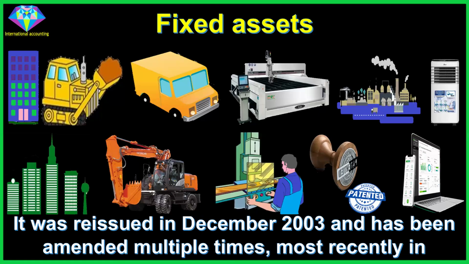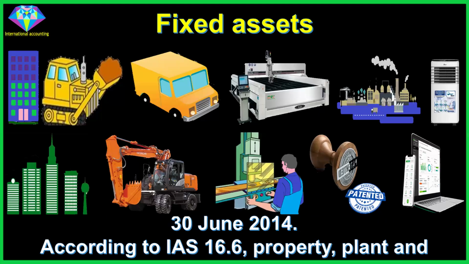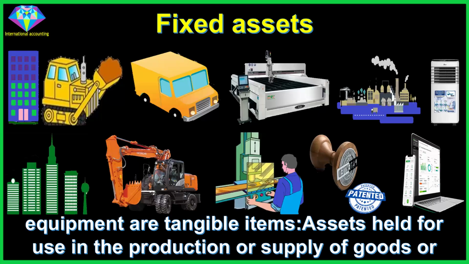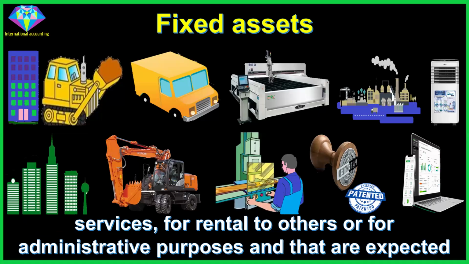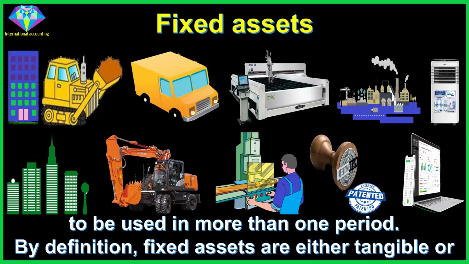It was reissued in December 2003 and has been amended multiple times, most recently on the 30th of June 2014. According to IAS 16.6, property, plant and equipment are tangible items, assets held for use in the production or supply of goods or services, for rental to others or for administrative purposes, and that are expected to be used in more than one period.